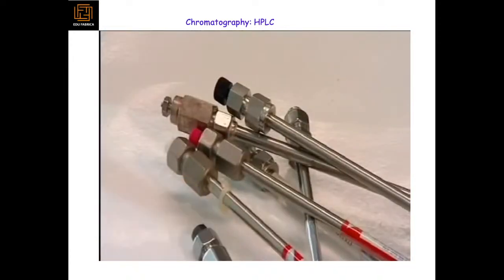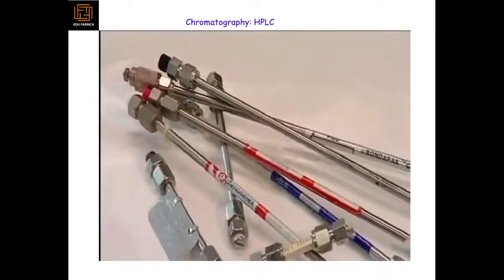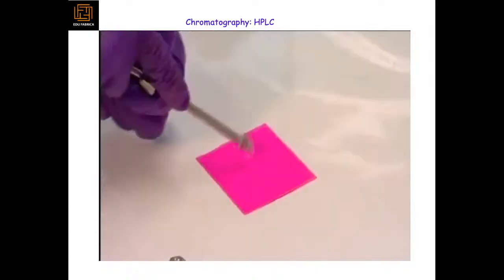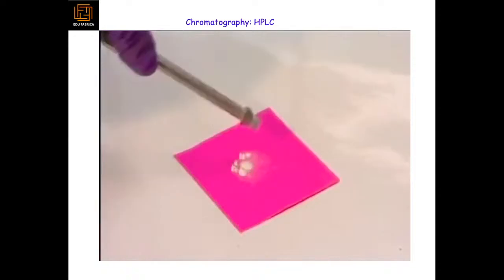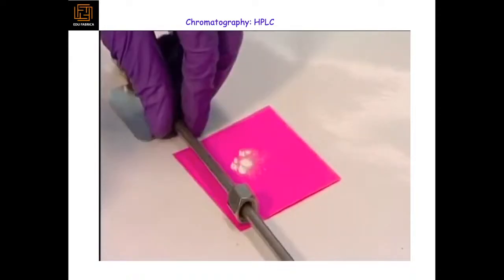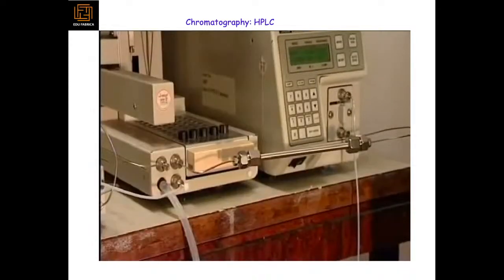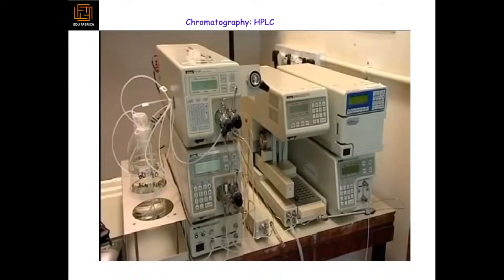In HPLC, the stationary phase is a solid packed into a column, like one of these. This particular column contains silica particles to which C8 hydrocarbons are attached, making the stationary phase non-polar. In paper chromatography, the solvent moves along the paper by capillary action. In HPLC, the liquid is forced through the column by high-pressure pumps. The whole apparatus looks like this.